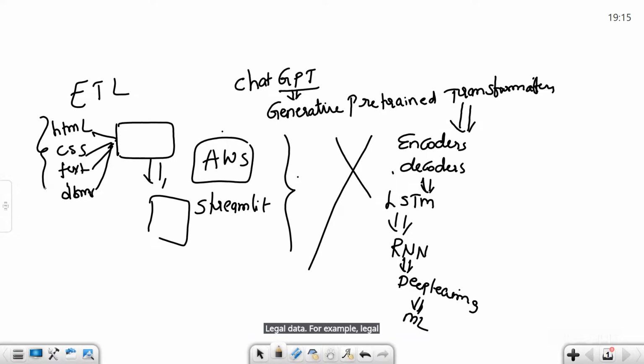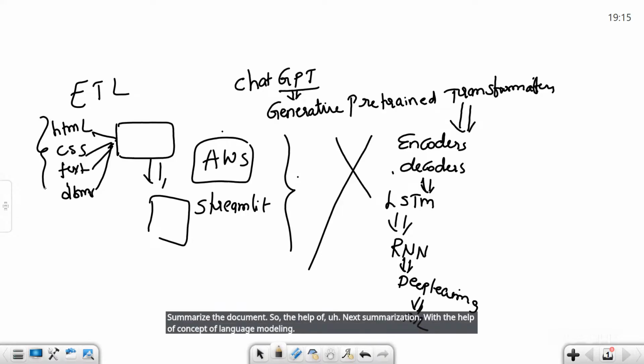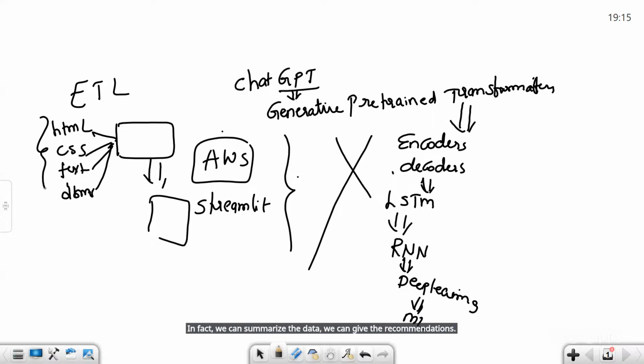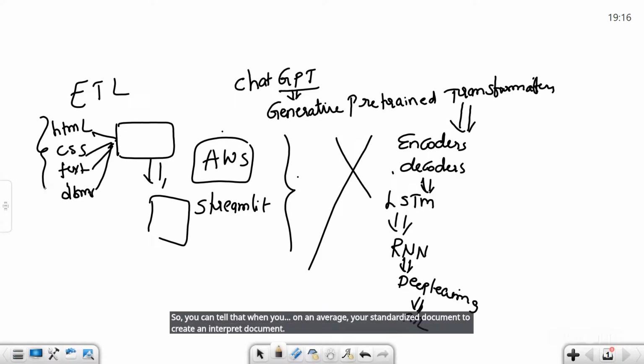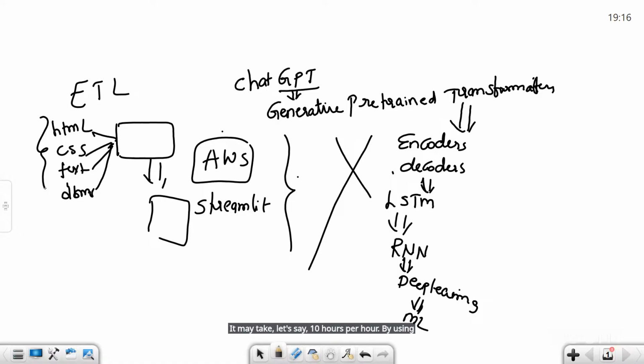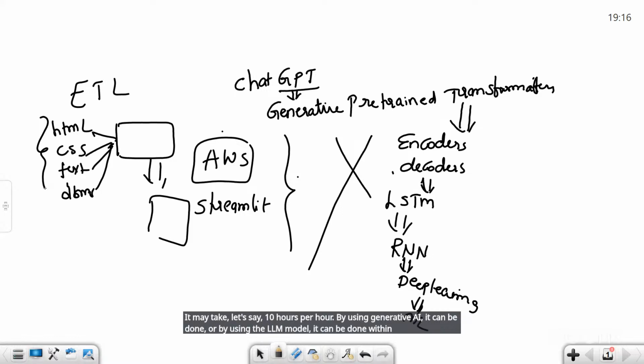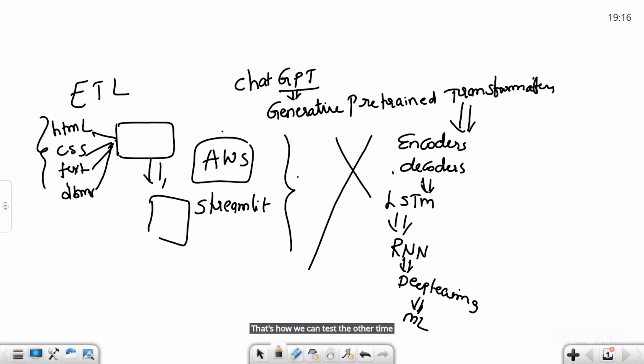For example, legal data. When you look into the legal data, there can be thousands of documents, right? Yes, sir. So as a person, it will take a lot of time to read the documents and then summarize them. With the help of text summarization, or the concept of language modeling, we can summarize the data and give recommendations, everything in a couple of minutes by using generative AI. On average, let's say a 100 page document may take 5 to 10 hours to read. By using generative AI or an LLM model, it can be done within 15 minutes to 1 hour. That's how we can tell the time saved, and how we can give an example to your manager, your team.